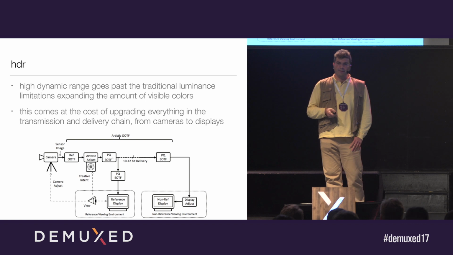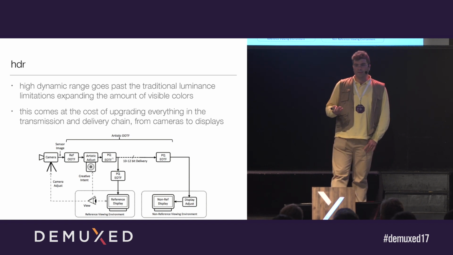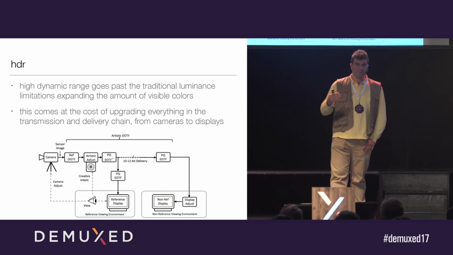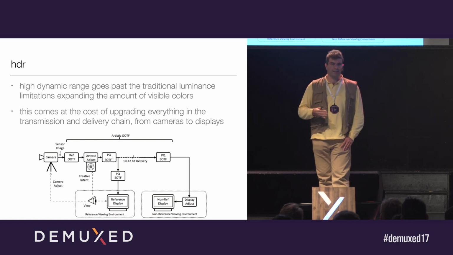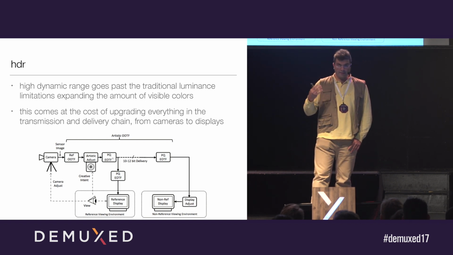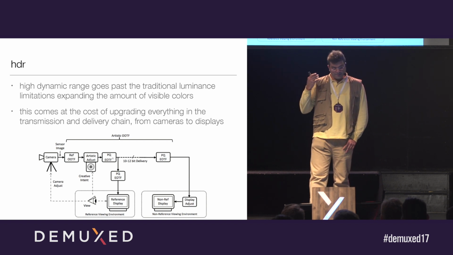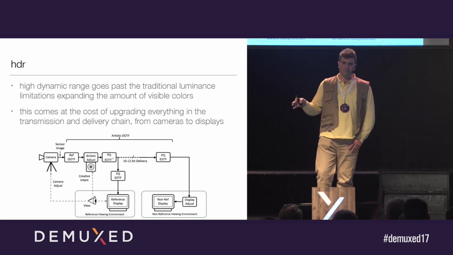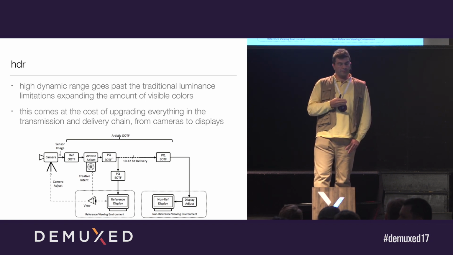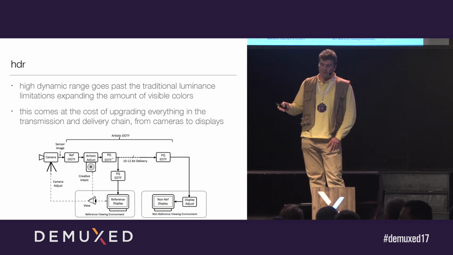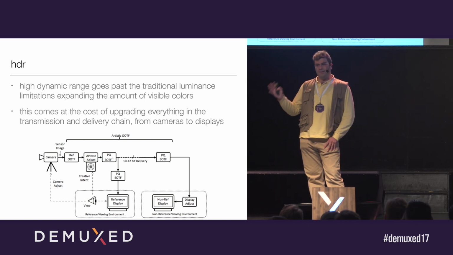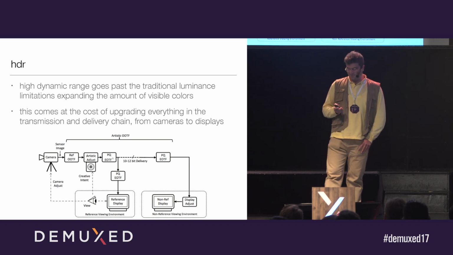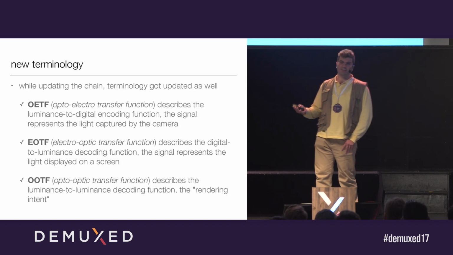HDR is basically a new transfer function that is not calibrated for a standard dynamic range screen of 100 nits, but instead it can go over. This comes at a slightly high cost of updating everything throughout your pipeline. Cameras need to be updated, encoding systems need to be updated, codecs need to be updated, displays need to be updated, players need to be updated. And also terminology needs to be updated.